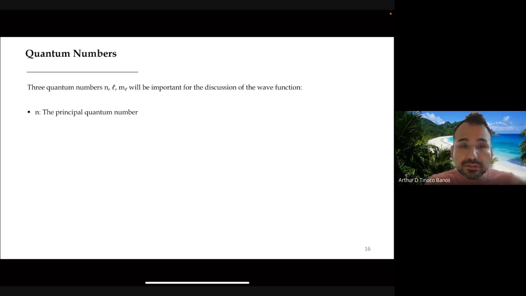For us to dive into this more deeply, we have to remind ourselves about quantum numbers. So three important quantum numbers help us to discuss the wave function. So n is the principal quantum number. You are all well aware of this.